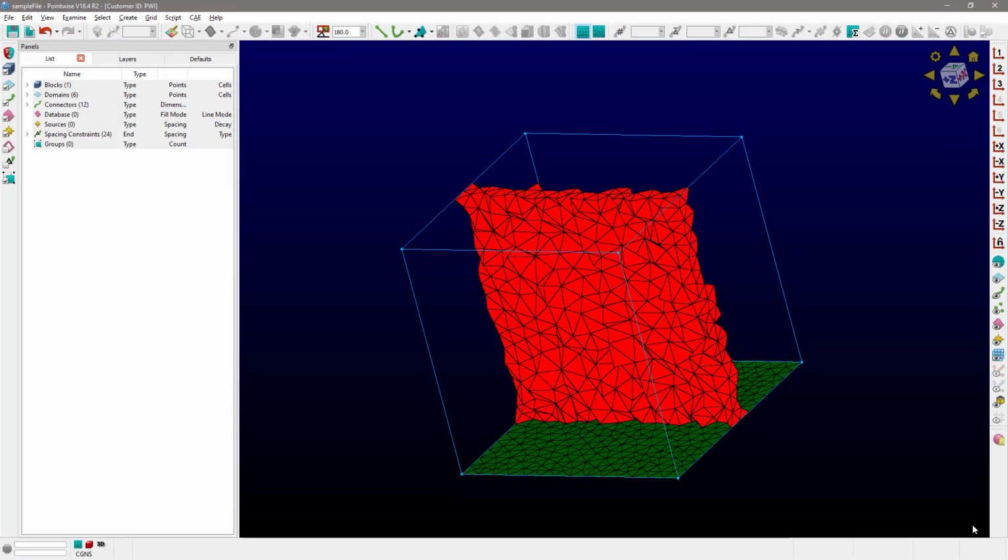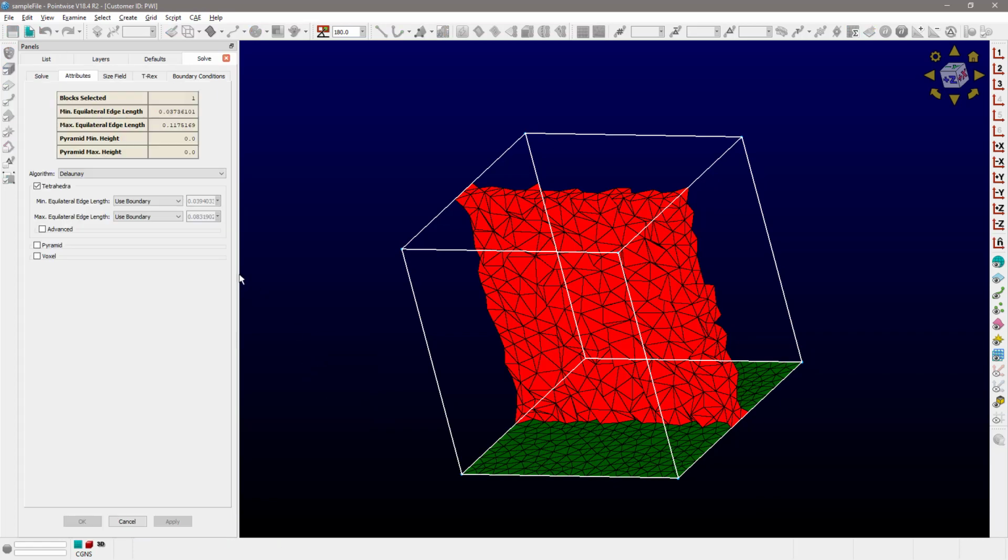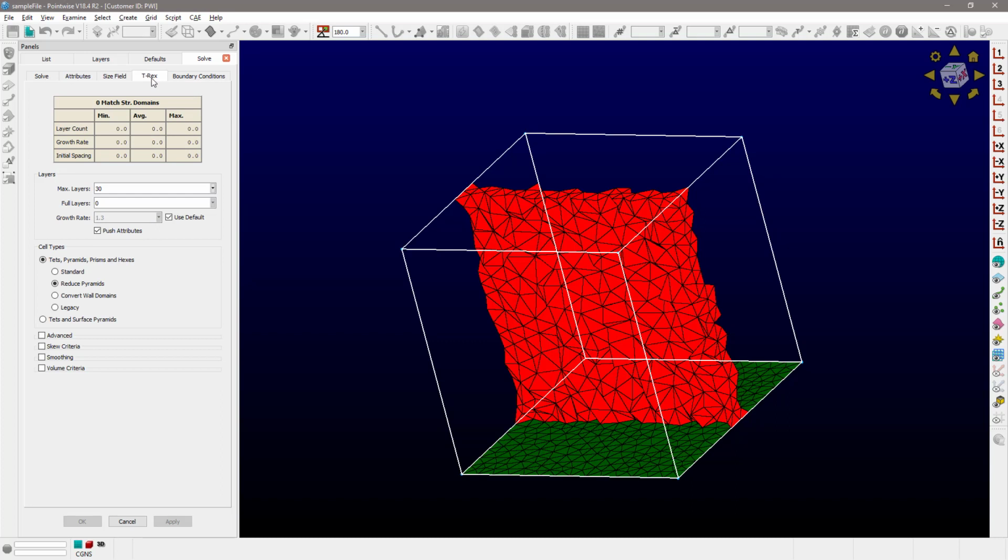We have in front of you the same very simple unstructured block that we used before in our previous video, which is, by the way, linked in the description, and I'm going to go to the T-Rex tab. As we did in the previous video, we're looking at the options in the cell types frame. Some of the options, like for example the tets and surface pyramids, the standard option and the reduced pyramids option, have been already reviewed in the previous video. Again, that is linked in the description.